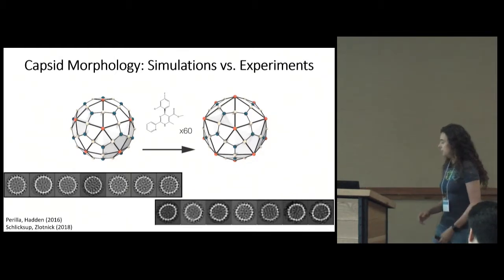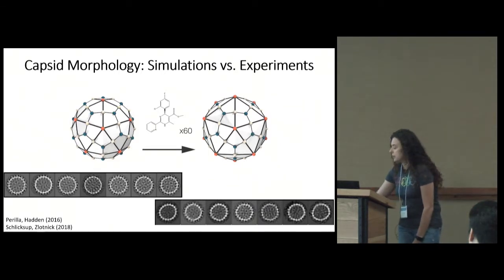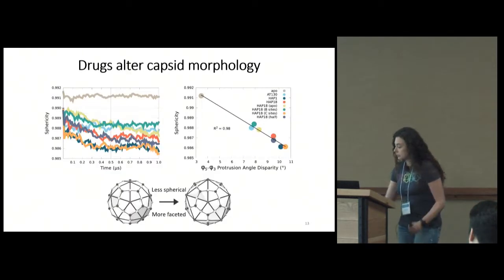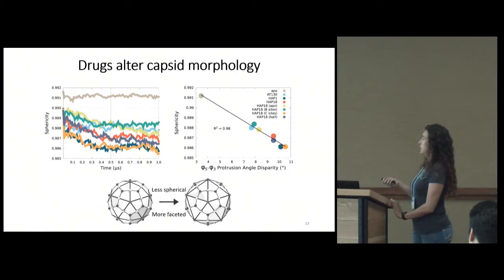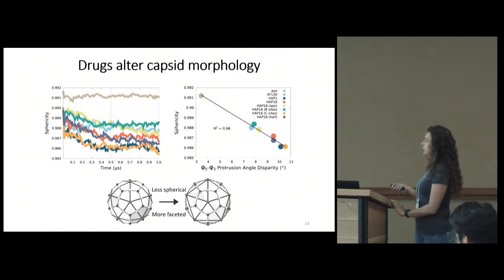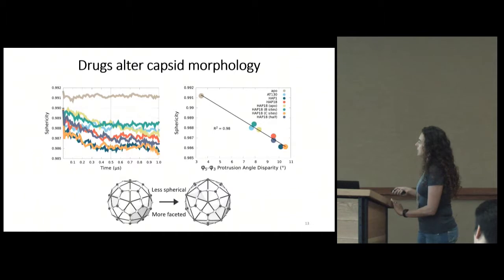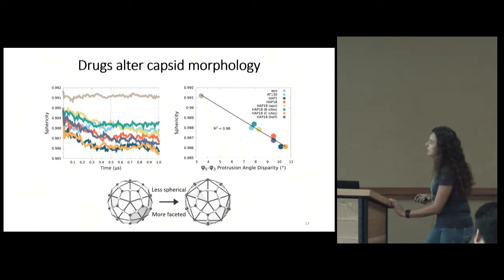So it's clear that our simulations have strong predictive power. We're looking at a whole range of drugs binding now, different classes, and experimenting with which types of quasi-equivalent binding sites the drugs are present in. Each type of drug has this type of effect on the capsid, that it affects the morphology and makes it more like a regular icosahedron, but all to different extents depending on what the drug is and where the drugs are bound.